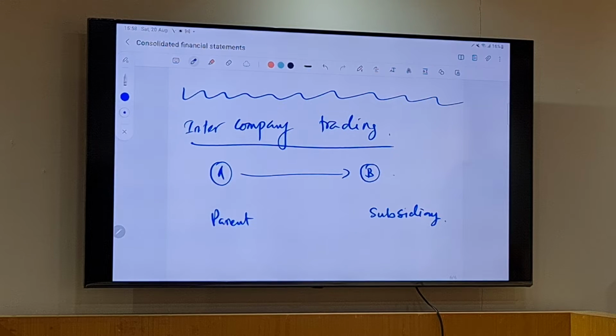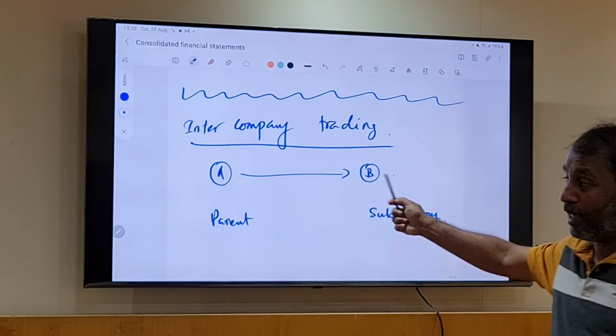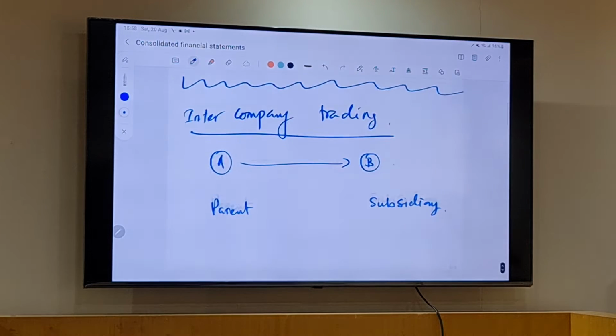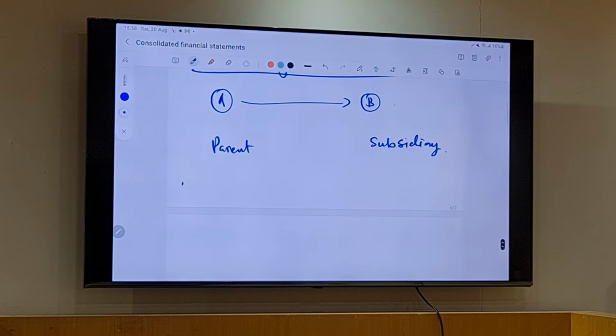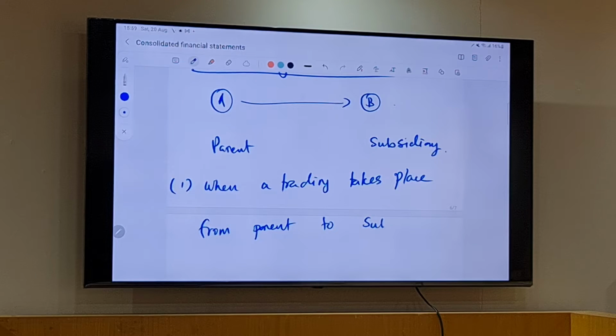So the first point is you have to find out where the business is happening, from which point to which point. If any business goes from A to B, meaning parent to subsidiary, we call it, when trading takes place from parent to subsidiary, we name it downstream, from top to down.